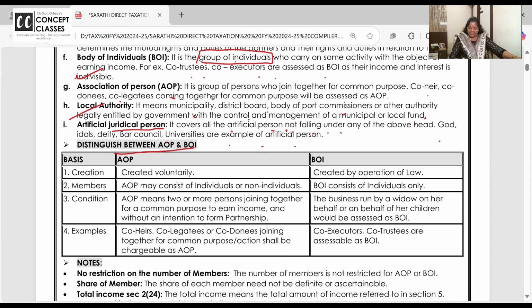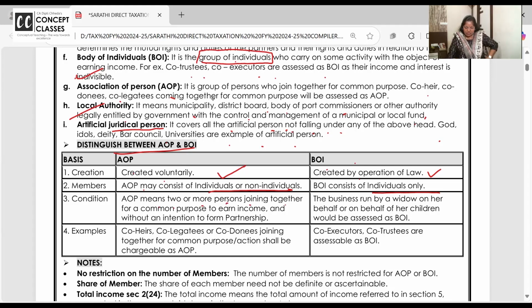Now, a theory question they can ask you: distinguish between AOP and BOI. AOP is created voluntarily. BOI can be created by operation of the law. By law, you cannot make an AOP. AOP comes voluntarily, but the department will say no. AOP may consist of individuals and non-individuals, like a HUF can become a member of an association of persons. Partnership firm, here only individuals.